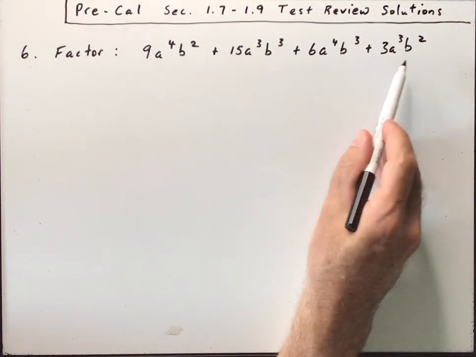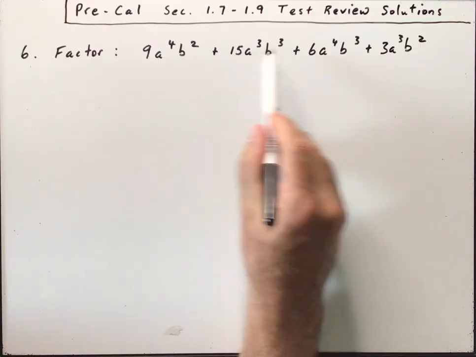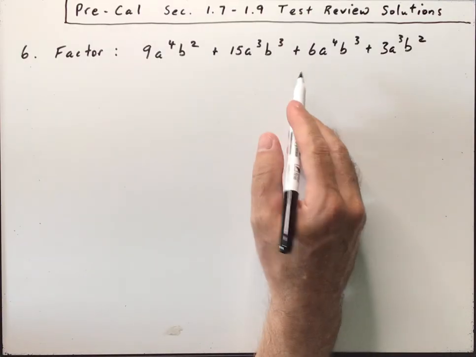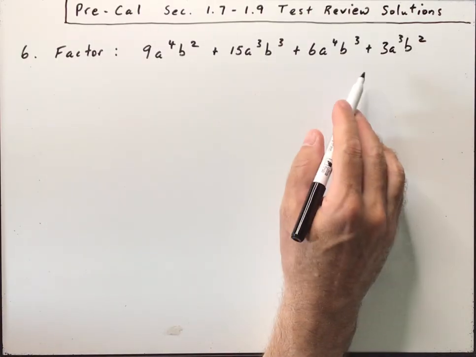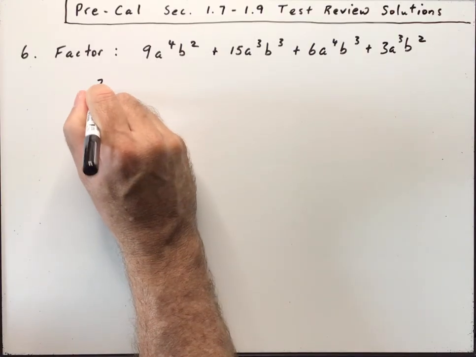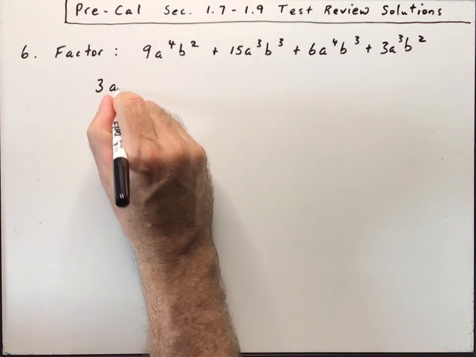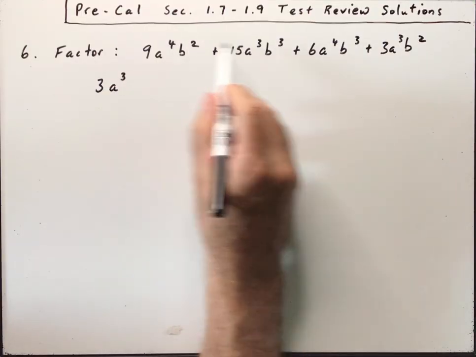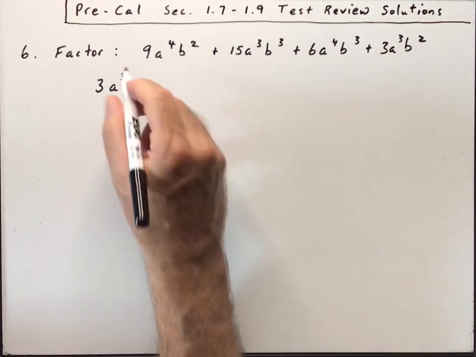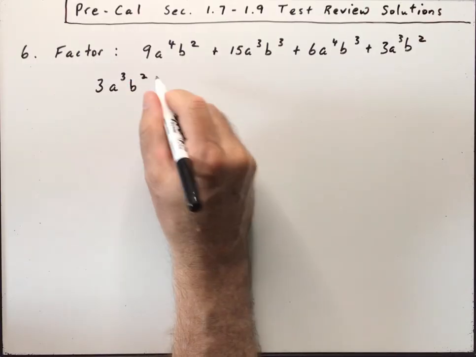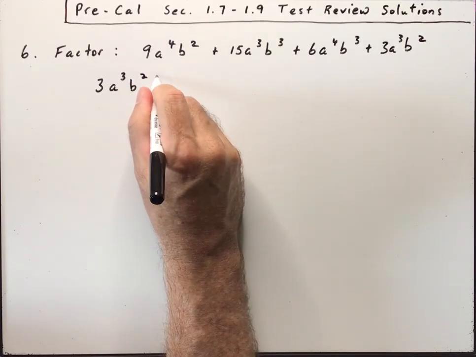We'll just factor out the greatest common factor, and you can see between 9, 15, 6, and 3, your greatest common divisor among those constants would be a 3. And then a to the fourth, a cubed, a to the fourth, a cubed. You could factor out an a cubed. B squared, b cubed, b cubed, b squared. We could factor out a b squared. And then let's see what's left.